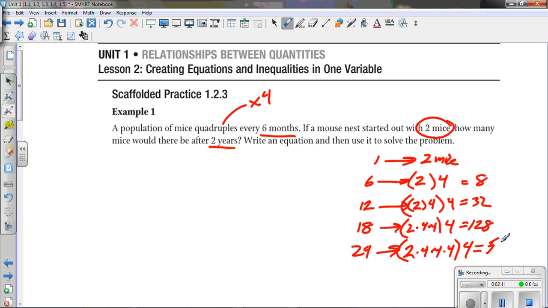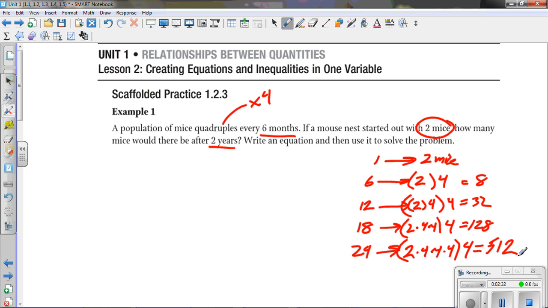Okay, so I logically went through it. Now, a lot of us are saying, well, I can do that, but let's say, how many mice after 100 years? Well, you don't want to do this time and time again to get to 100 years. So we have to come up with a formula to simplify this equation. And that's the whole point of this. Can we translate to a math equation and let the math do the thinking for us?